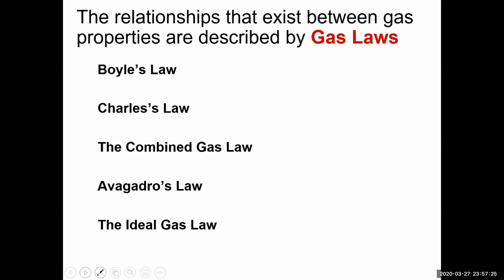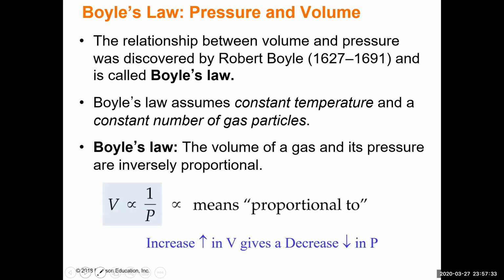Now let's look at some of the relationships that exist between gas properties, and these are described by the different gas laws. The first of the laws that we're studying is called Boyle's law, discovered by Robert Boyle, and that looks at the relationship between volume and pressure of gas. Now, Boyle's law assumes that we have constant temperature and that we have a constant number of gas particles.